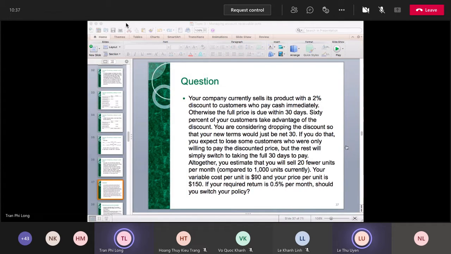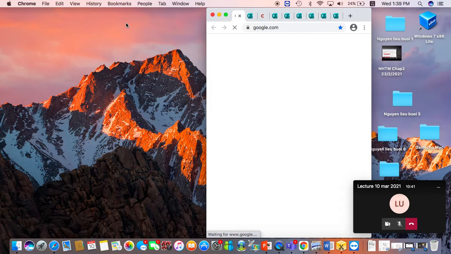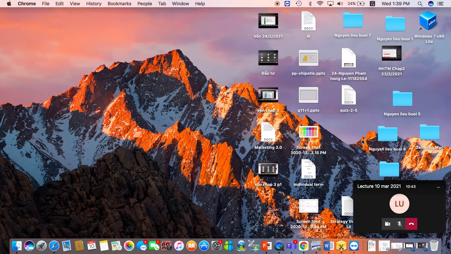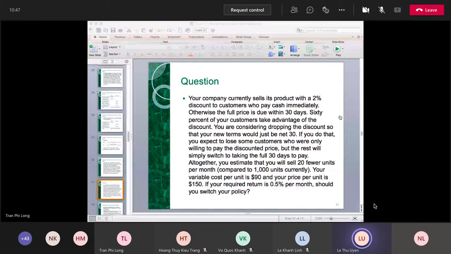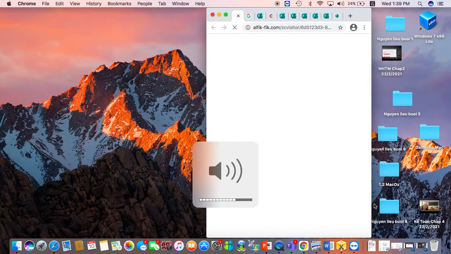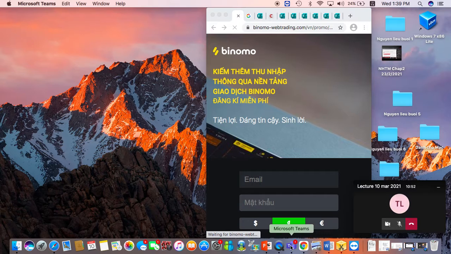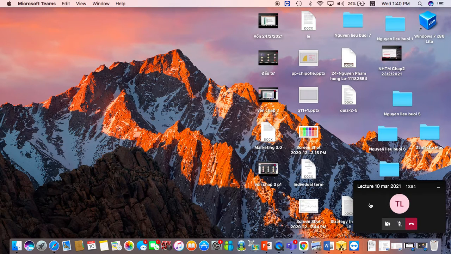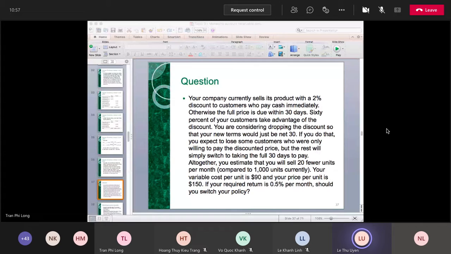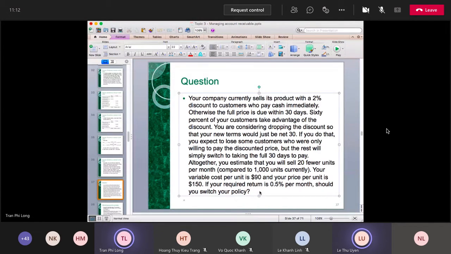Teacher, I think I will switch. I will use the new one because I calculate the new net present value is bigger. So what is the value for the NPV of the new policy? The NPV of the new policy, my result is 11,671,800. Okay, I think your result is correct.